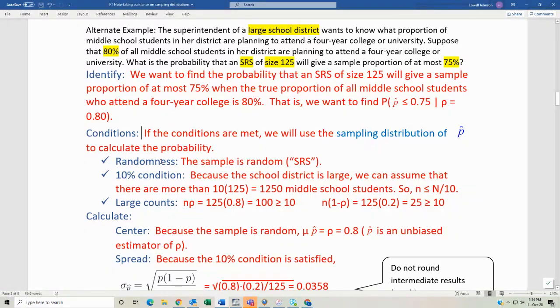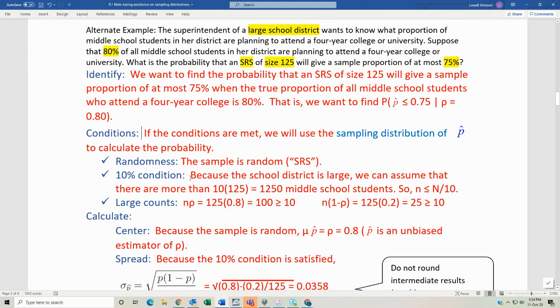Our three conditions were randomness, 10% condition, and large counts. So randomness. You can't just put a check mark next to the word randomness. You have to say something about it. And in here, we are told that we're taking simple random samples. So I can refer to that. The sample is random, or the sample is an SRS.